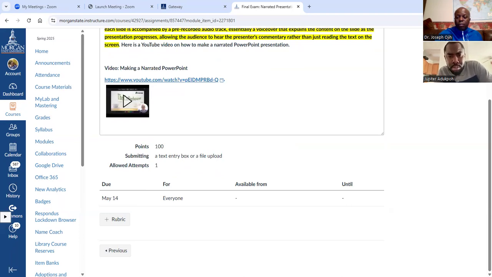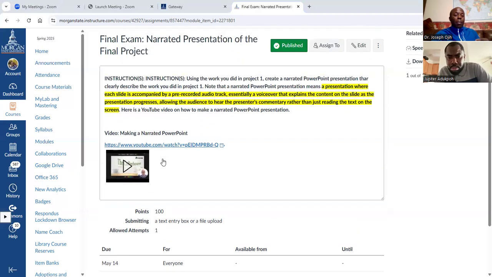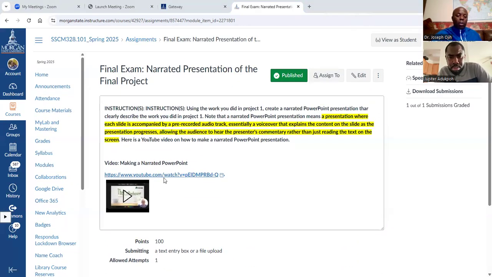Give me 1 minute, let me make sure I have this correctly. When do we submit the final exam? I think I wrote it down. So anyway, for now, tentatively it's May 14th. Final exam for continuing students. Okay, May 14th is the due date. So you do the narrated PowerPoint, then submit it. In that PowerPoint, you present what you did on the project and then upload it.